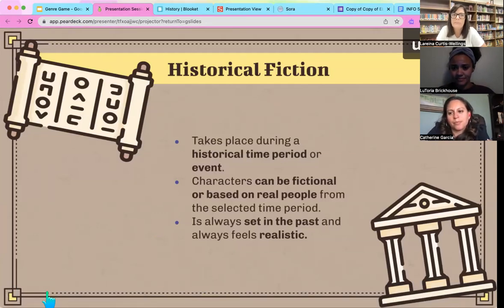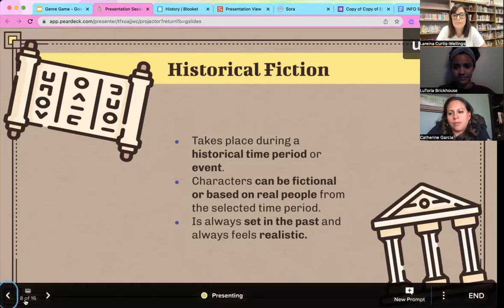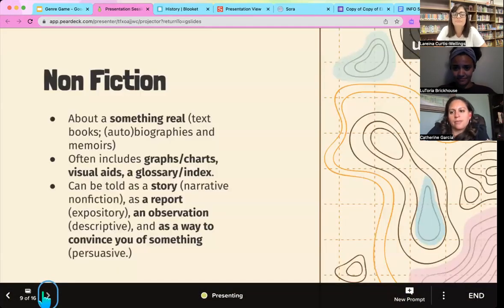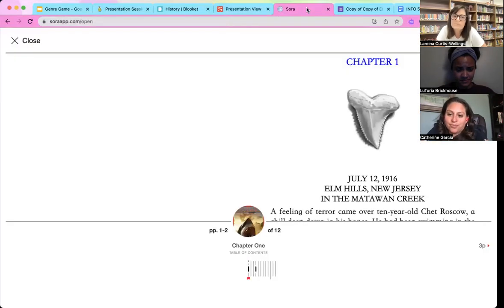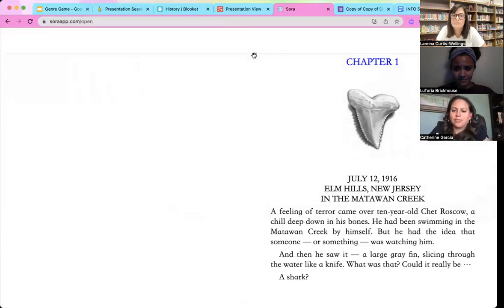What about nonfiction? What would be some tip-offs that you're looking at a nonfiction piece? Photographs. Okay, charts, diagrams, table of contents. Good. Glossary. Good. So I've got two different things. This first one is called Summer of Blood, but it's the same story as Lauren Tarshis's I Survived the Shark Attacks of 1916. They're both written by her. It's the same story, but the first one is in a Scope magazine.